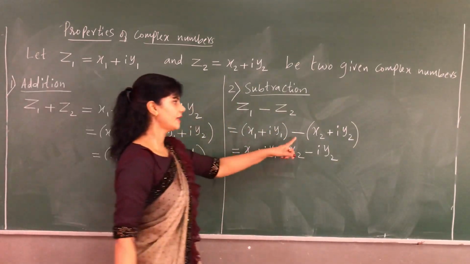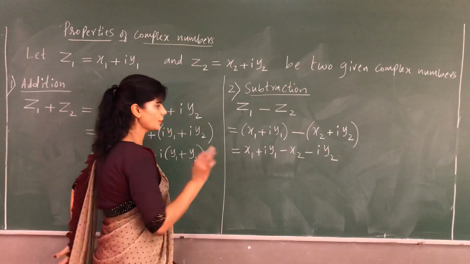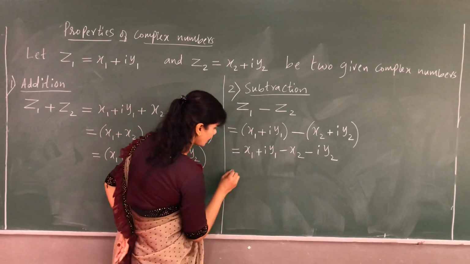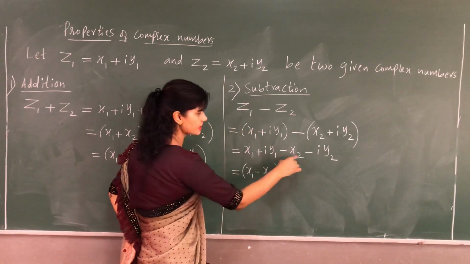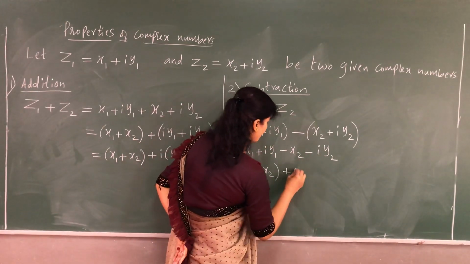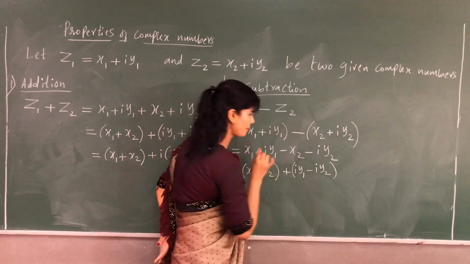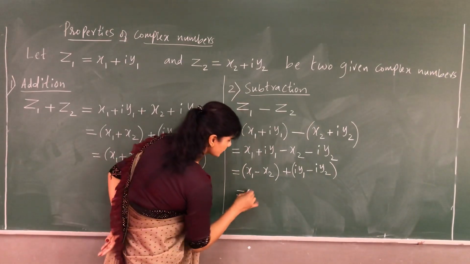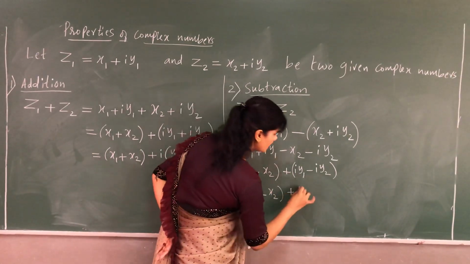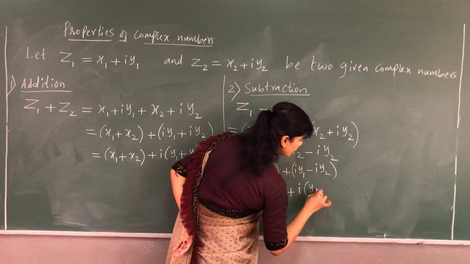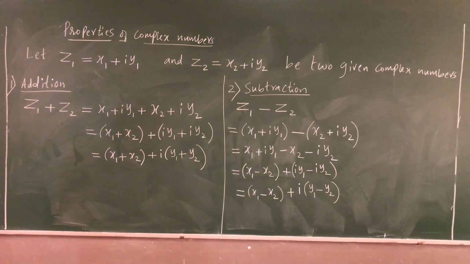You should be very careful whenever it is minus, because it changes the sign of the two numbers there. Okay? So what you do is, real part and real part you write on one side: x1 minus x2 is our real part. Imaginary and imaginary: plus iy1 minus iy2 is the imaginary part. Okay students? So x1 minus x2 plus i, I take out common, y1 minus y2. This is how to subtract any two given complex numbers.